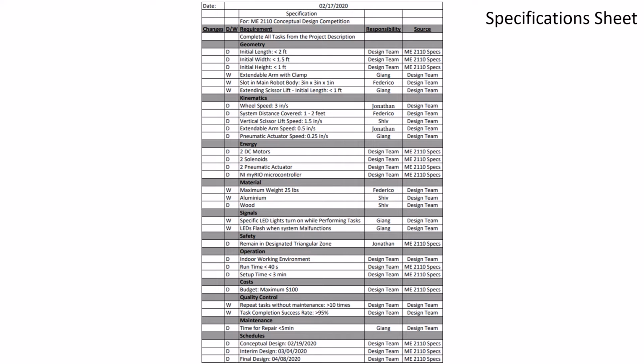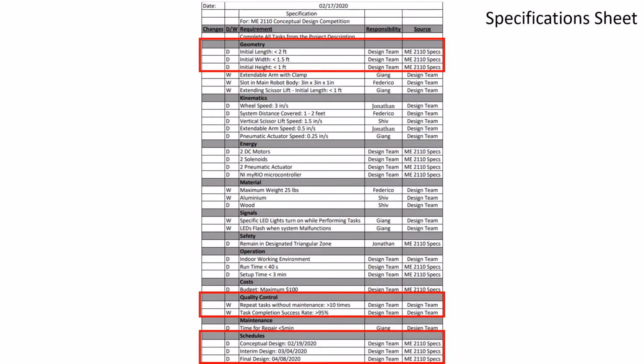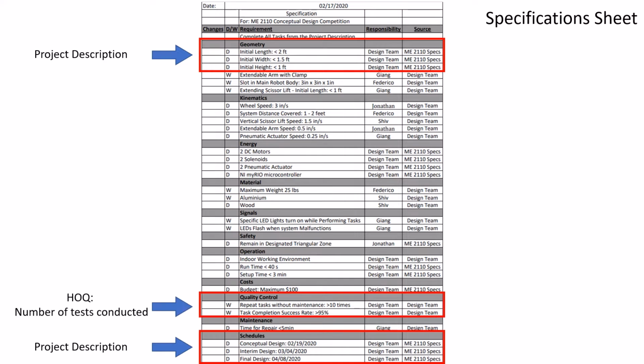From the house of quality, we move on to the specification sheet, which enumerates each requirement that the robot must meet or exceed. These include the ones from the house of quality, but also from other sources such as calculations and standards if they are available. A few items that are important from the specification sheet are geometry, quality control, and schedule, as these are demands that must be fulfilled by the robot for the competition. The geometry and schedule specification comes from the project description, and the quality control spec comes from the number of tests conducted requirement from the HOQ.